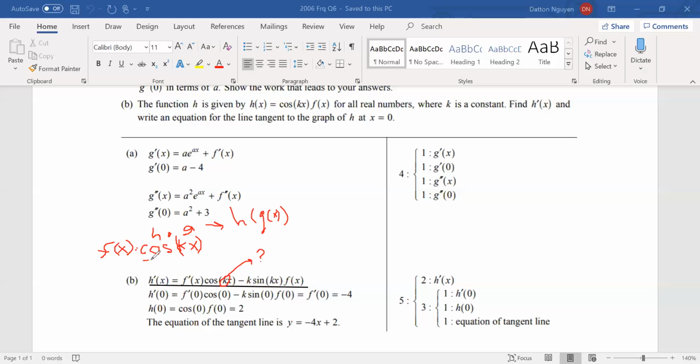So that's what I have here. Cosine is the h, kx is the g. So if I take the derivative of this function, I go to f prime. We all know that it was going to be a negative sign, right, guys? We all know that part.